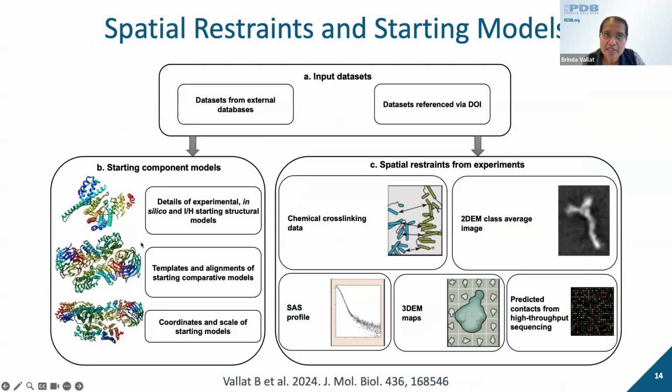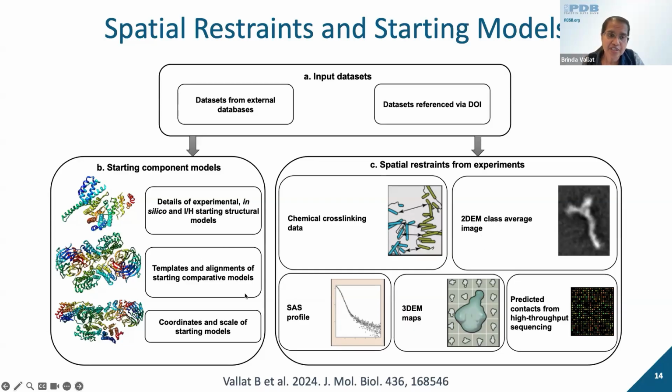Experimental and computational models, by which I mean either homology models or ab initio models, can be used as starting models in integrative modeling. At the same time, you can have a variety of spatial restraints derived from different kinds of experiments. Cross-linking experiments give you distance restraints. You can have 2D EM class averages, SAS profiles, and 3D EM maps representing different parts of an assembly that is being modeled. You can bring all that together to carry out an integrative modeling investigation.